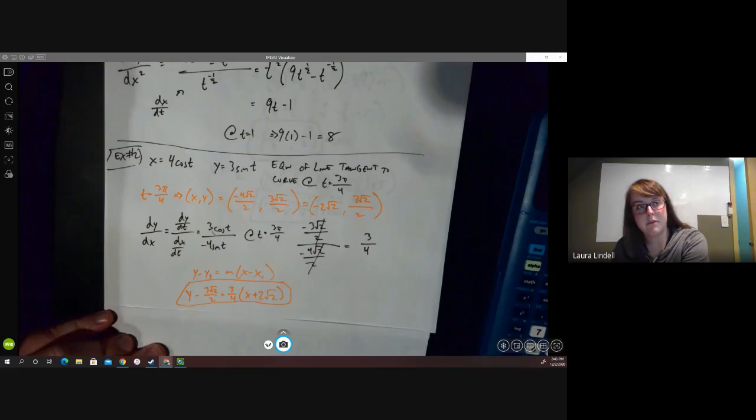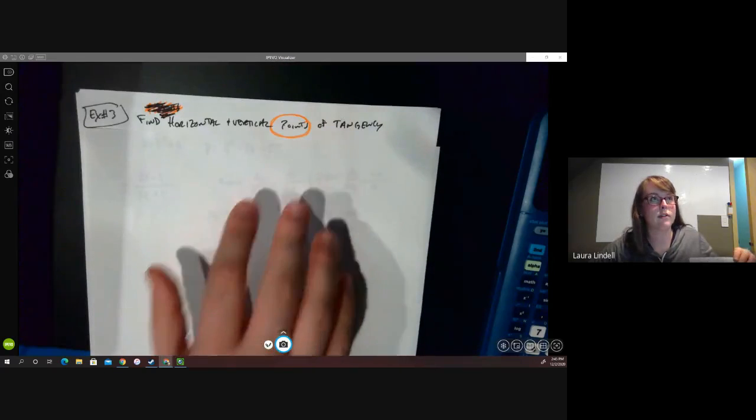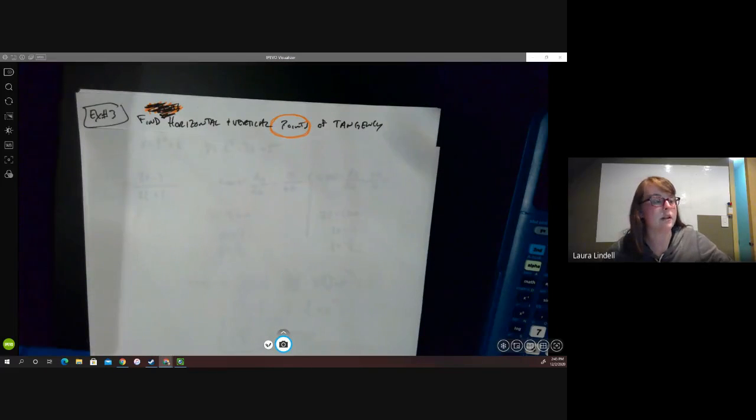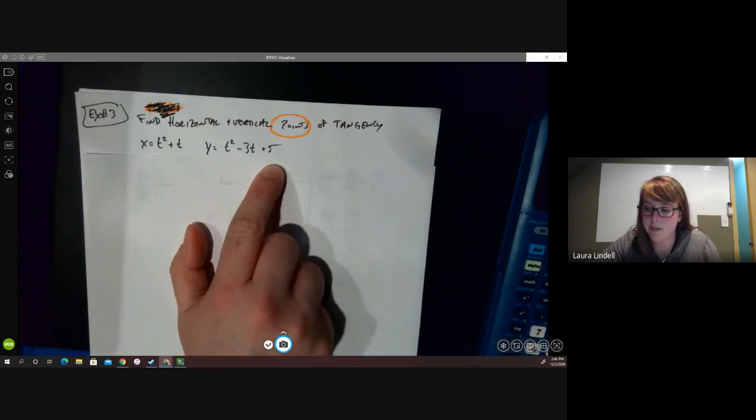Our third and final example is going to involve finding points of horizontal and vertical tangency. So with that, notice we're finding horizontal and vertical points of tangency for this. So whatever we find for values of time, or t, where they're tangent, we'll need to plug those values of t in to find the points where the horizontal and vertical tangency occur. So here we've got x equals t² plus t, y equals t² minus 3t plus 5.